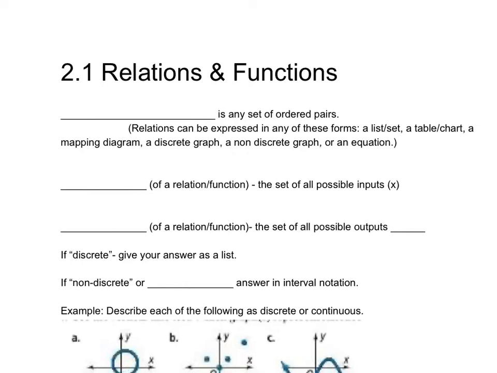Okay, so today we are going to start Unit 1 with Section 2.1. So we're talking about relations and functions. So a relation is any set of ordered pairs. So you can write these a few different ways. You can write them as a list, a table or chart, mapping diagram, a discrete graph, a non-discrete graph, and I'll tell you what that is in a second, or an equation.